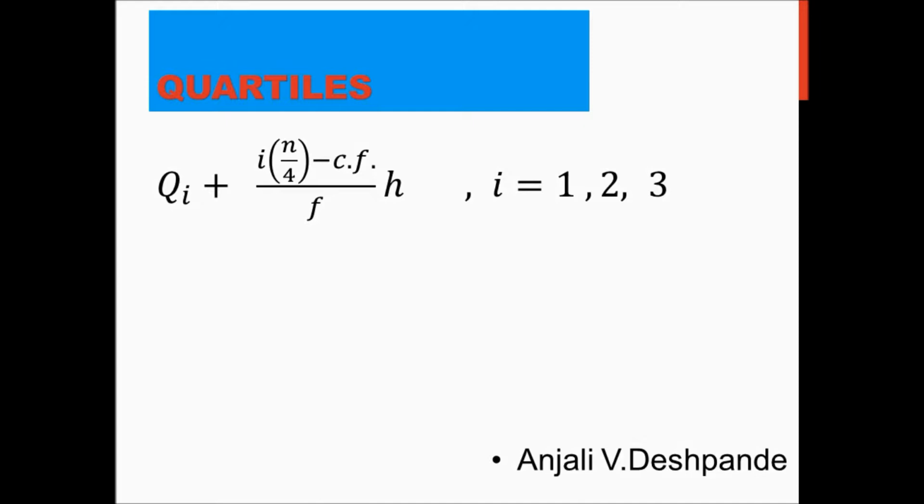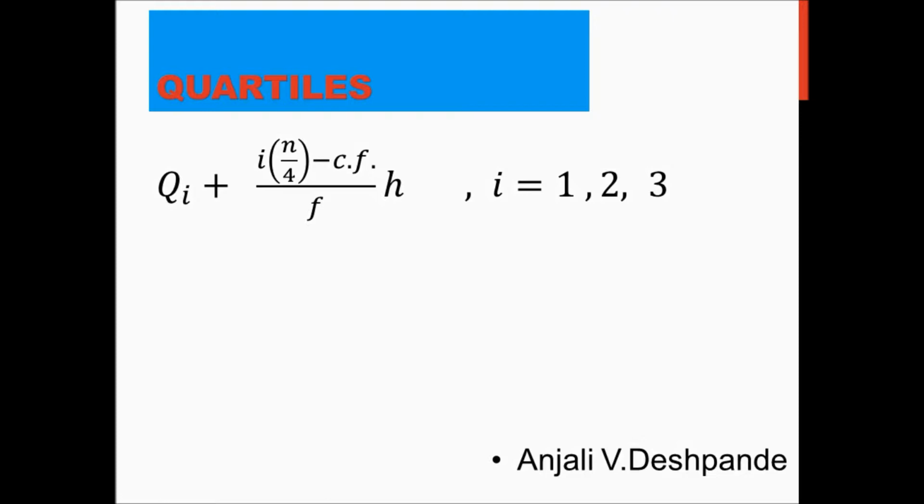The first quartile Q1 divides the distribution in such a way that 25%, that means n by 4 of the observations, have a value less than Q1, and 75%, that means 3n by 4, have a value more than Q1. The second quartile Q2 has the same number of observations above and below it, so it is the same as the median value. The third quartile Q3 divides the data set in such a way that 75% of the observations have a value less than Q3 and 25% have a value more than Q3.